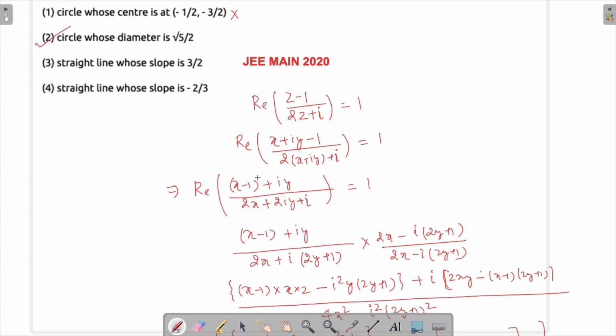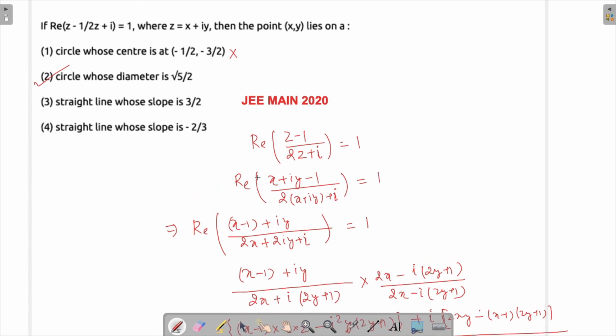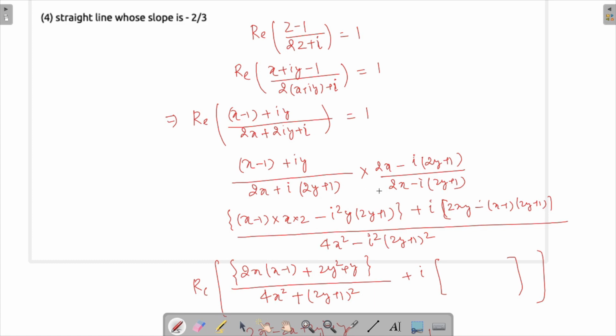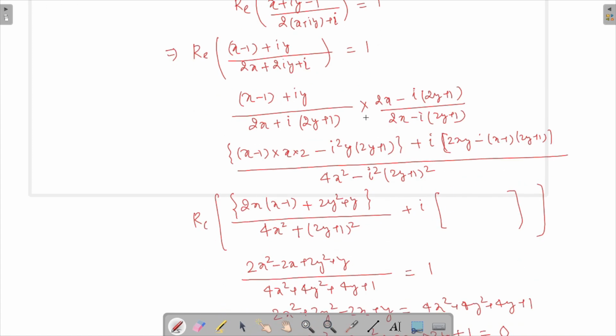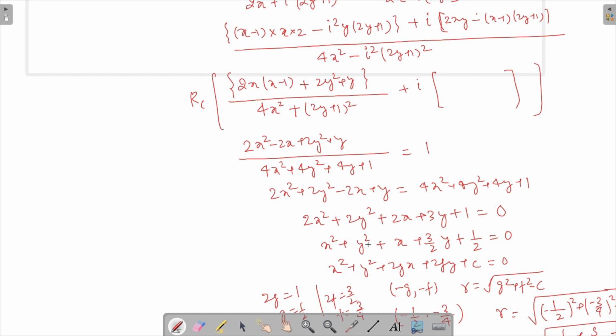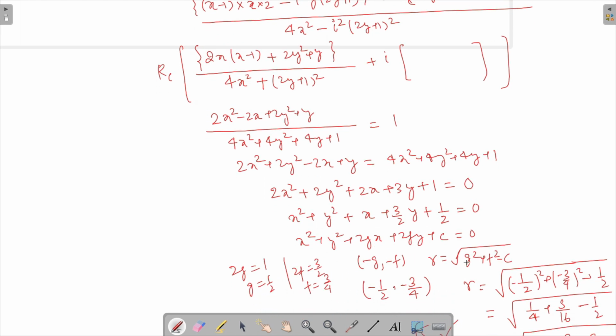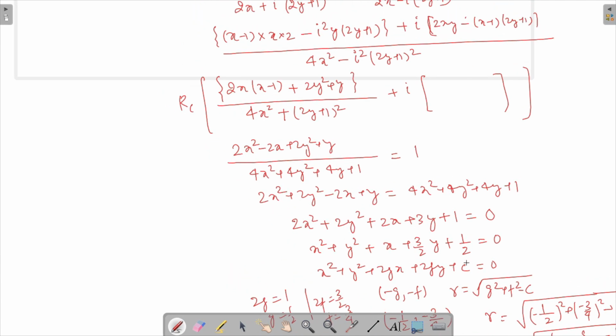Okay, so in this question, you don't have to do much. It's just that you got to convert it into a complex number, find the real part, equate it to 1, and then simplify it, and then you would be able to find this to be an equation of a circle, find its center, find its radius and diameter, and then check the options. All right. So yeah, that's all for this question.